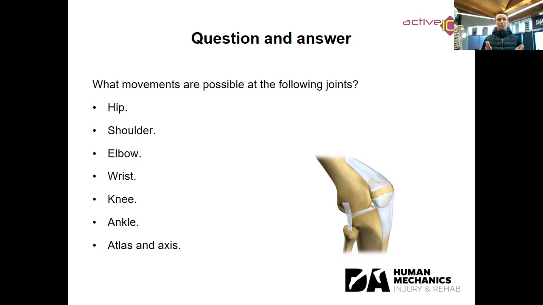And again, a hinge joint provides only limited movement. At a hinge joint, we have shortening of the angle, flexion, and increasing the angle, extension. Nice and easy. So again, please test yourself with the wrist, knee, ankle, atlas and axis.